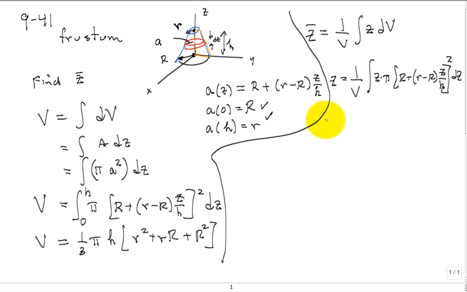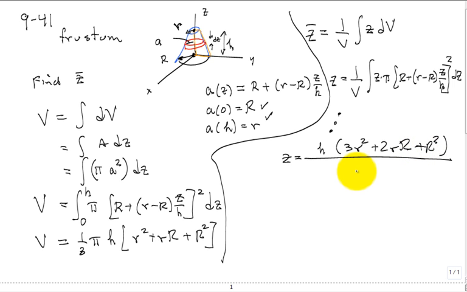Guess I should have scooted that down. And when you do that, dot, dot, dot, don't you love it when it's dot, dot, dot? Like you have to fill in all the steps and work. You pick up that it's equal to h times (3r squared plus 2r cap R plus cap R squared) divided by 4 times (lowercase r squared plus lowercase r cap R plus cap R squared). So that's z bar analytically.